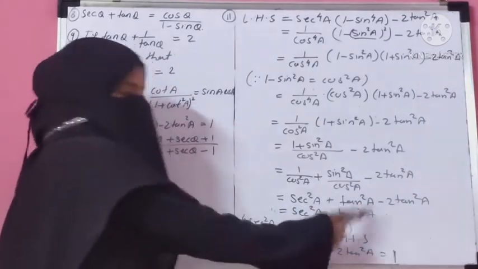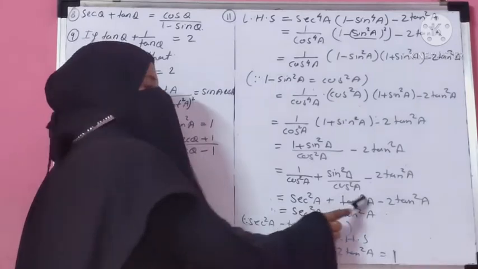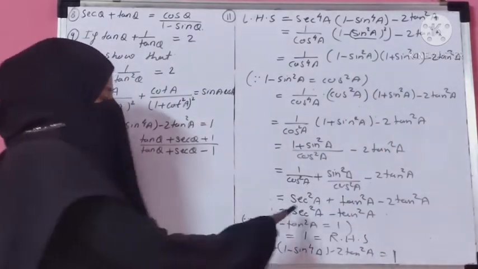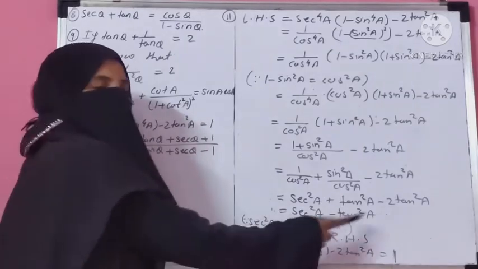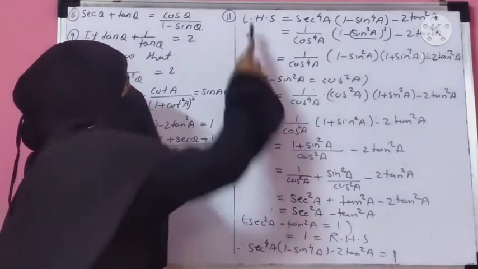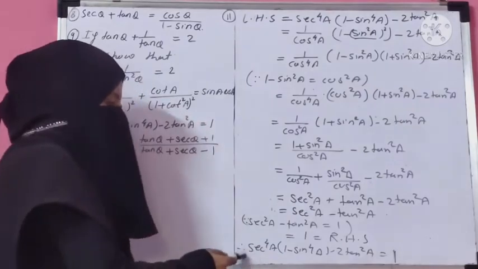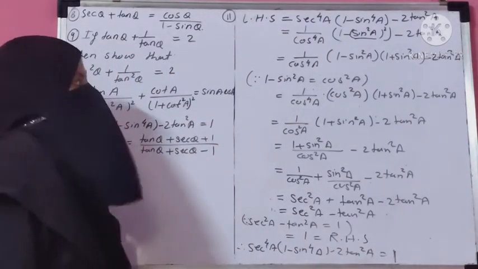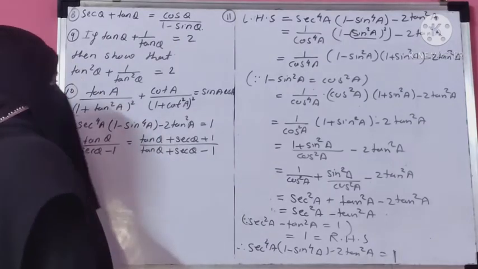So sec square a plus tan square a minus 2 tan square a is sec square a minus tan square a, since 1 minus 2 is minus 1. Now from the identity, sec square a minus tan square a is 1. So your left hand side is 1. So here we prove the left hand side part is equal to the right hand side part. Okay. This is your question number 11.